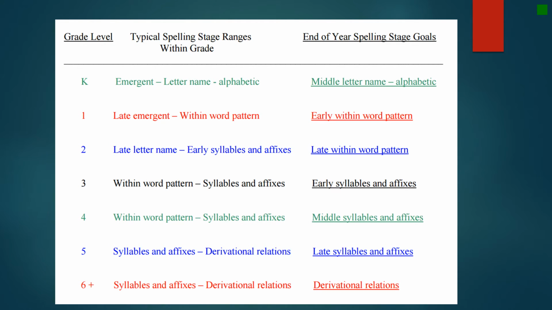So earlier I mentioned that while spelling is developmental, we can expect our students who are on grade level in spelling to be around certain stages. So you can see from this chart about where students in different grade levels would be.